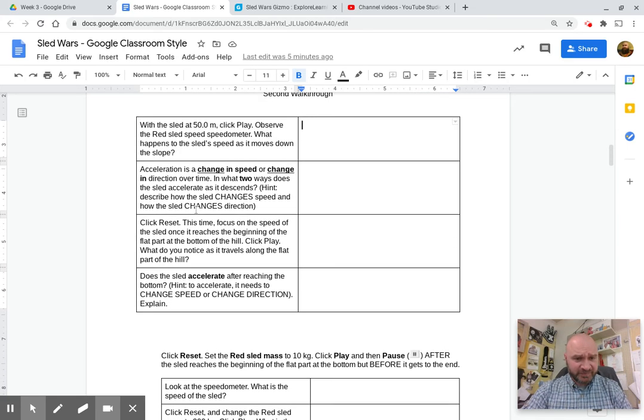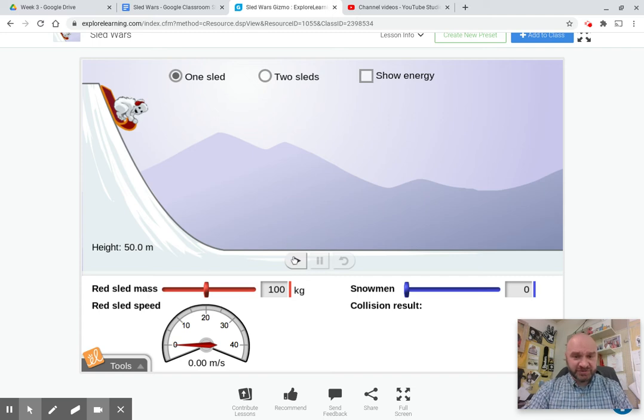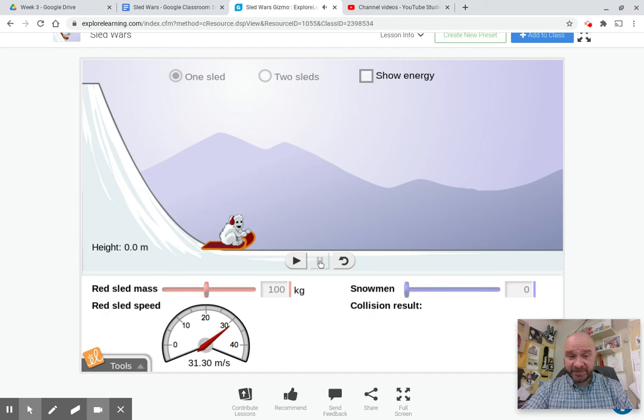All right, click reset. This time, focus on the speed of the sled once it reaches the beginning of the flat part of the bottom of the hill. So we are only going to pay attention to the speedometer once it reaches the flat part, the horizontal part. All right. So watch this. Okay, good. Now I'm at the flat part.